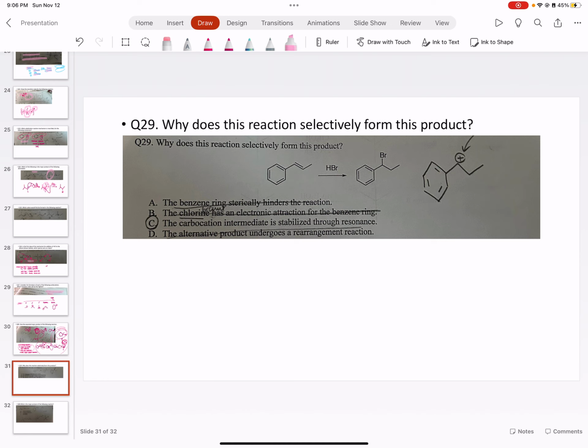Question 29. Why does this reaction selectively form this product? I mean, it technically doesn't really explain it. It does. The thing is that HBr is going to be a Markovnikov addition, meaning that we're going to add our Br to the more substituted carbon and then our hydrogen to the least substituted.